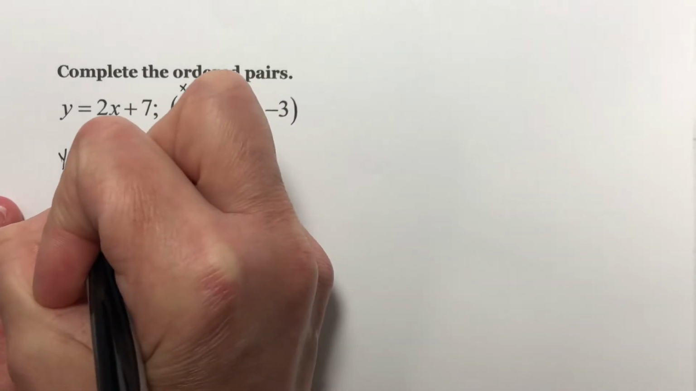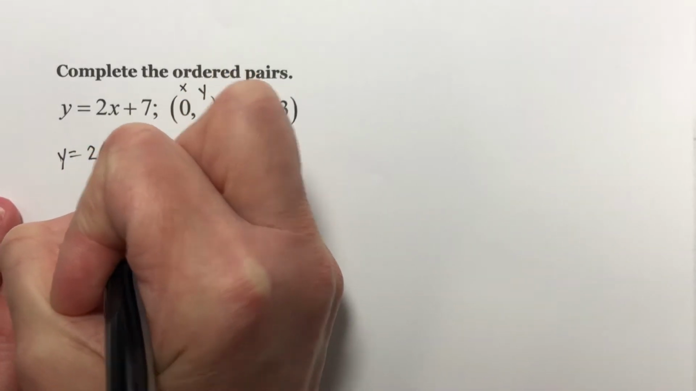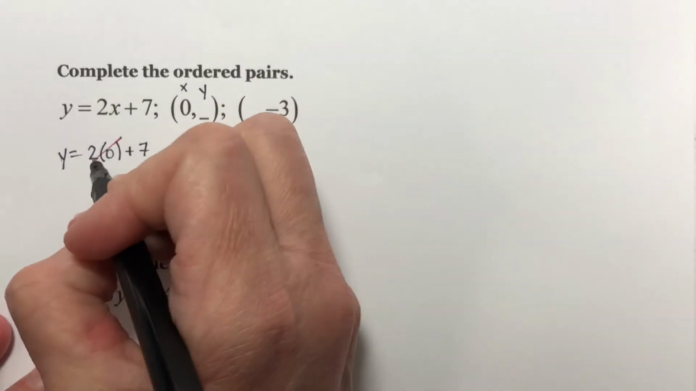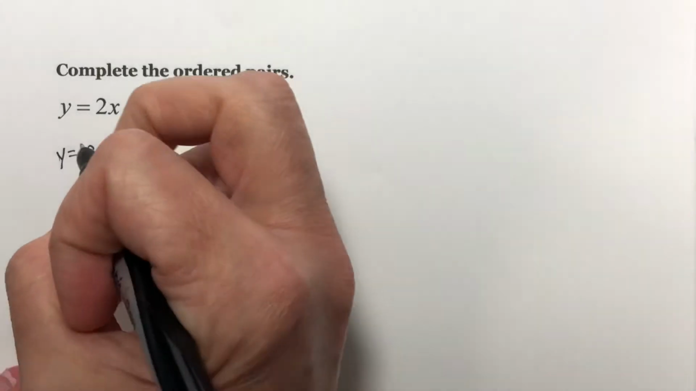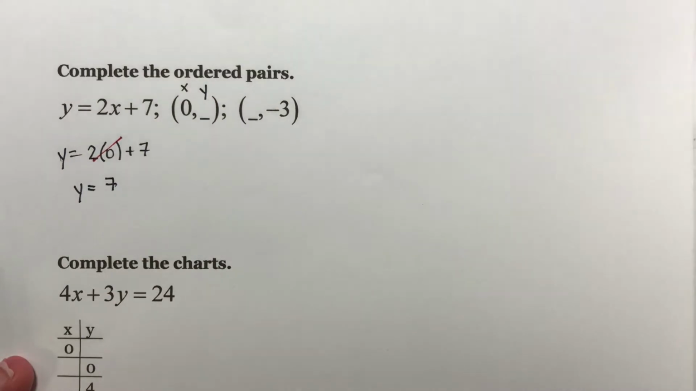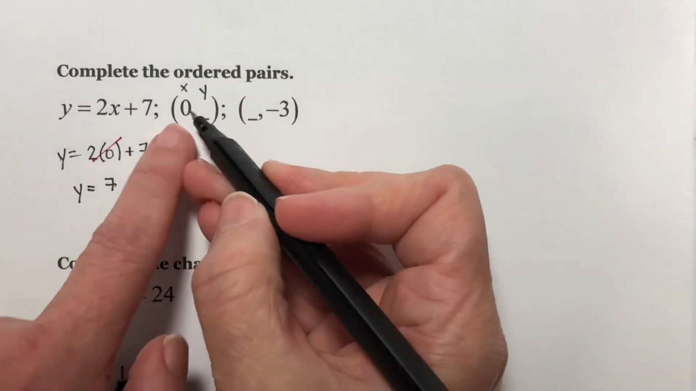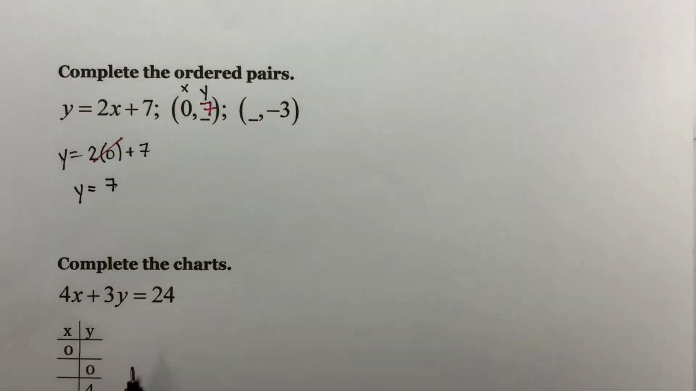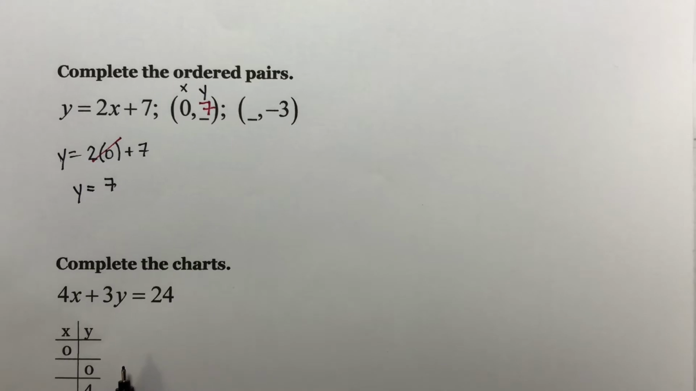So y equals 2 times 0 plus 7. Order of operations, we do the multiplication first. 2 times 0 is 0. So I simply get y is equal to 7. Now what this tells me is that the ordered pair 0, 7 is a solution to this particular equation.